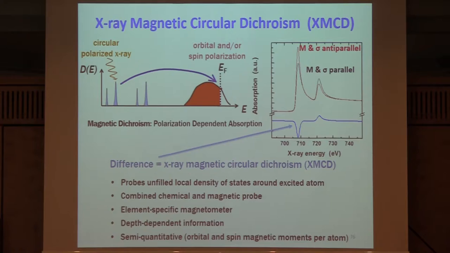Now that's at a particular absorption edge. So the detector is going to be sensitive to the unfilled density of states at the Fermi energy. It actually gives you combined chemical and magnetic information. It can be an element-specific magnetometer, and give you depth information. But it depends on the way you detect the absorption. There are different ways of detecting it, which give you very different sensitivities to the surface. And there are accepted calculation methods to actually get a semi-quantitative angle on the size of your orbit and spin moment.